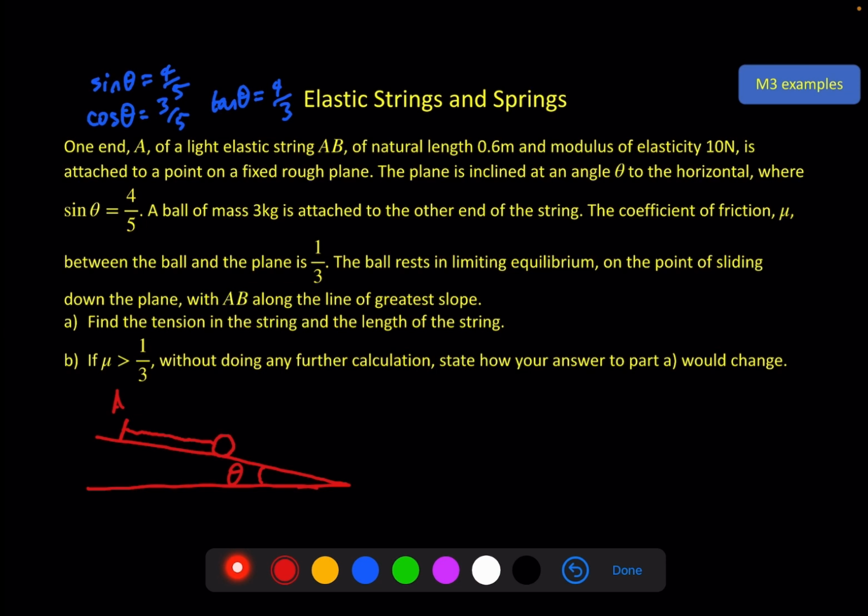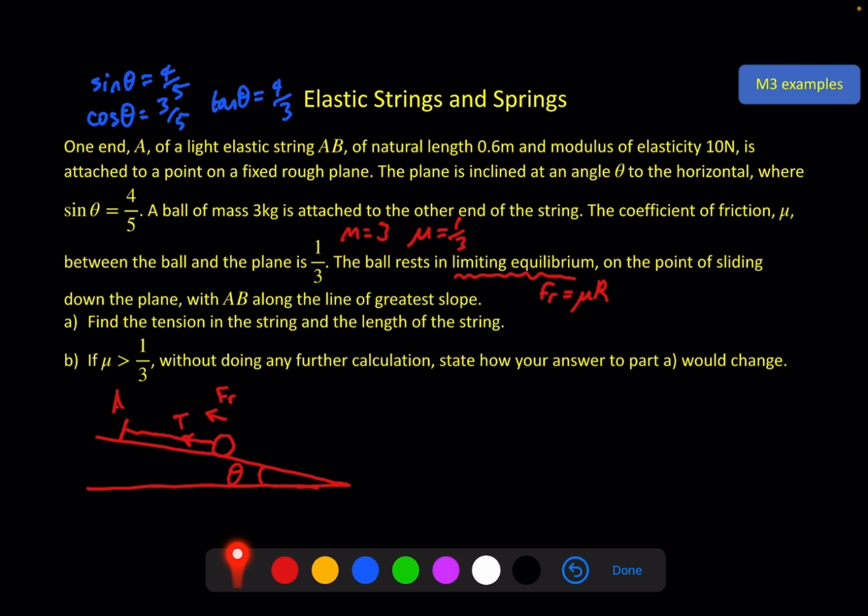of mass 3 kilograms. So we've got m is equal to 3, then we're told the coefficient of friction, mu, is equal to 1/3 between the ball and the plane. The ball rests in limiting equilibrium, so friction is equal to, not less than, mu times R. It's on the point of sliding down the plane, which means friction is acting up the plane, as is the tension in the string, with AB along the line of greatest slope. Find the tension in the string and the length of the string.